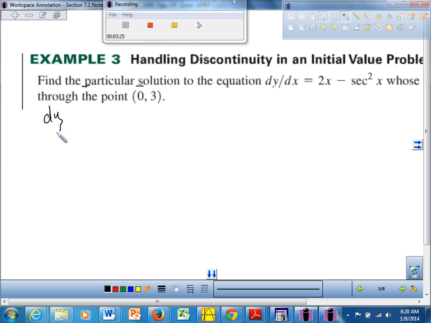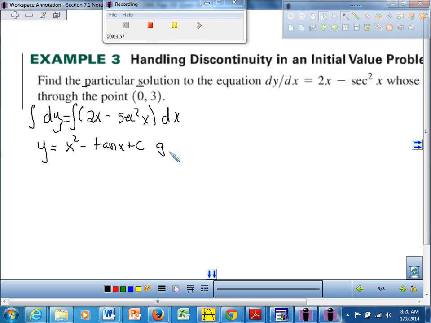So we separate our variables. dy equals (2x minus secant squared x) dx. Again, we will integrate both sides. y equals, what do we get? x squared minus tan x plus c. That's our general solution.